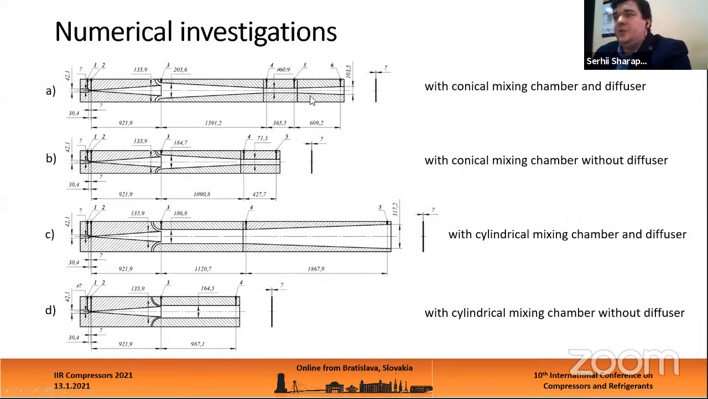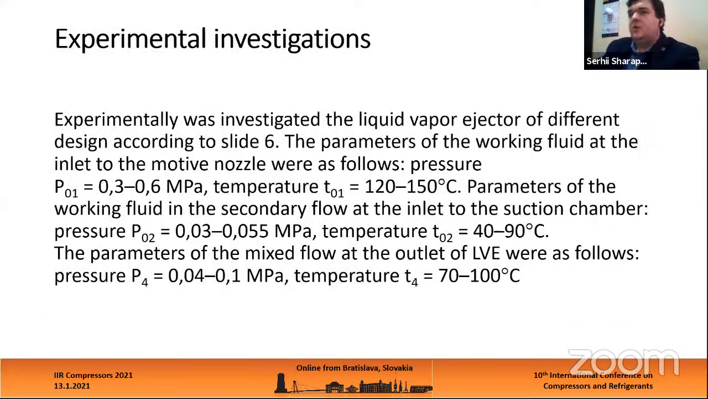There are numerical investigations of four ejectors that differ in the form of the mixing chamber and diffuser. First was the liquid vapor ejector with a conical mixing chamber and diffuser. Second was the ejector with a conical mixing chamber without diffuser. Third was the ejector with a cylindrical mixing chamber and diffuser. And the fourth was the ejector with a cylindrical mixing chamber without diffuser. There were also experimental investigations of liquid vapor ejectors of different designs, according to the previous slide.